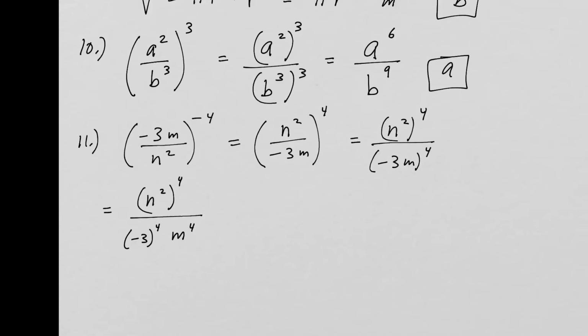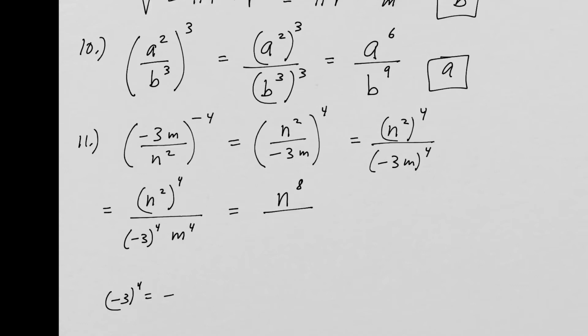Okay, so now let's work this out. Well, I still have one more thing to do. I can use the power rule in the numerator. I have n squared raised to the 4th. Remember the rule is you multiply the exponent. So this would be n to the 8th. Then I have negative 3 to the 4th. I'll do that on the bottom here.